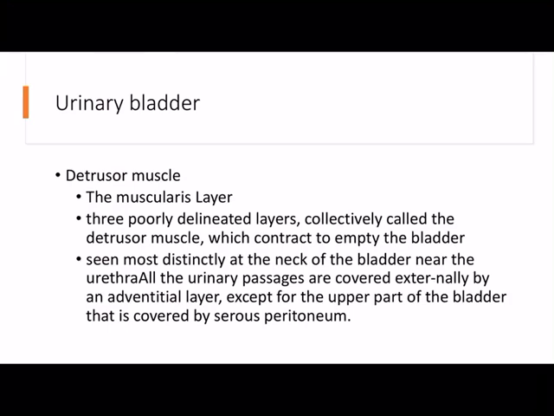peritoneum. Your urinary bladder has a detrusor muscle, the muscular layer. There are three poorly delineated layers collectively called the detrusor muscle, which contract to empty the bladder. They're seen most distinctly at the neck of the bladder near the urethra. All the urinary passages are covered externally by an adventitial layer except for the upper part of the bladder that is covered by a serous peritoneum.